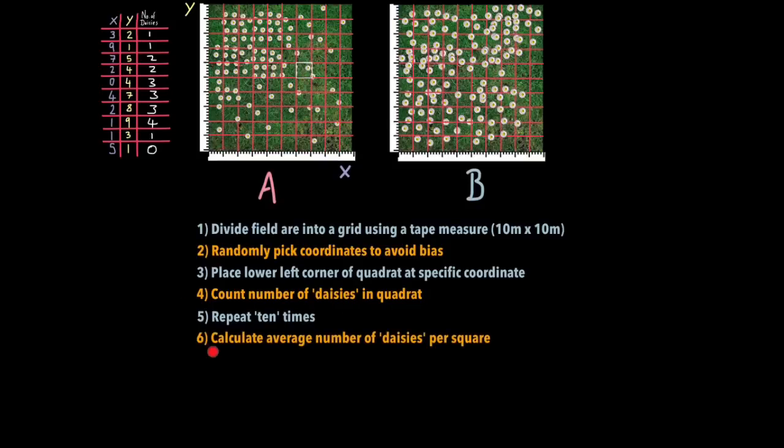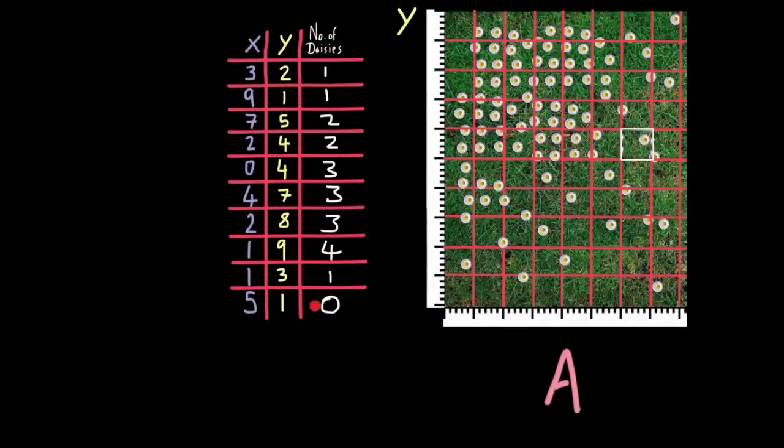Now I need to calculate the average number of daisies per square. Firstly, I add up all these numbers here, and that will give me a figure of 20. So the total number of daisies I counted was 20. And then I divide it by the number of samples taken. So I took 10 samples. So divide that by 10, and that gives me an average of 2 daisies per square. So remember, total number of daisies counted divided by the number of samples, 10.